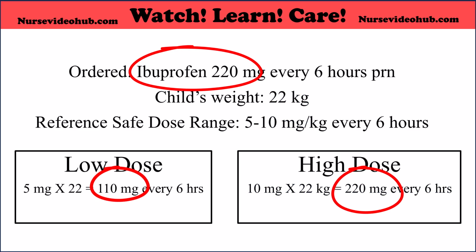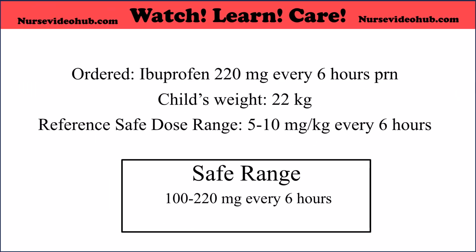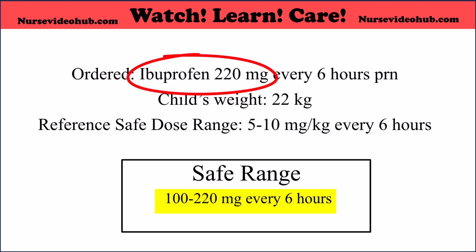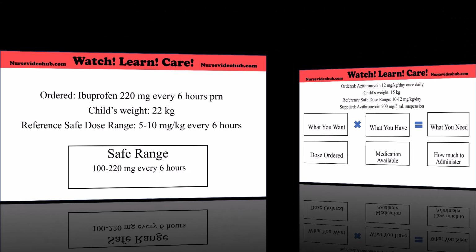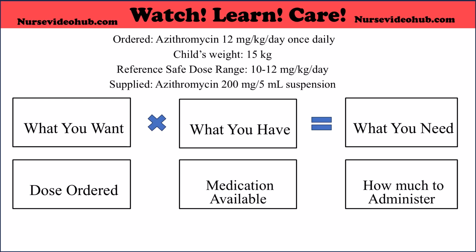This dose is safe, falling between the low and high dose range. The safe daily range of this medication for this patient is between 110 and 220 milligrams every 6 hours. The 220 milligram dose is within the safe range. Just made it. Let's complete one final example.